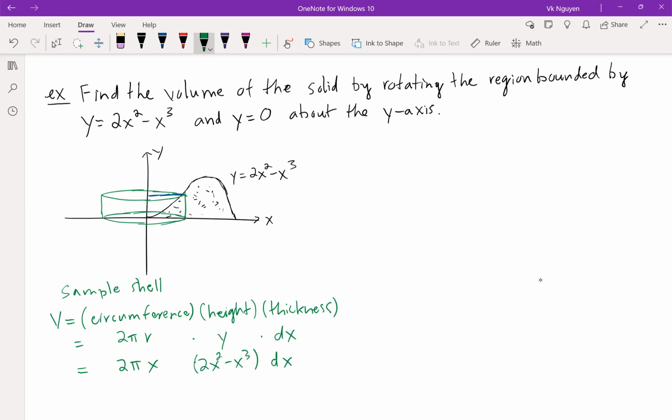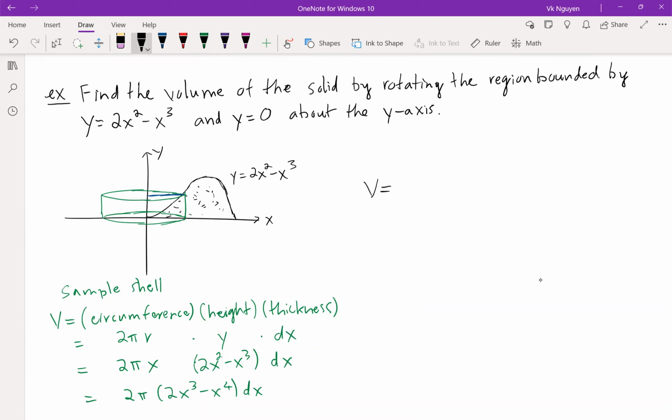Amazing, huh? 2 pi, 2x to the 3 minus x to the 4th dx. Simplify this. And ta-da! Here comes the volume.